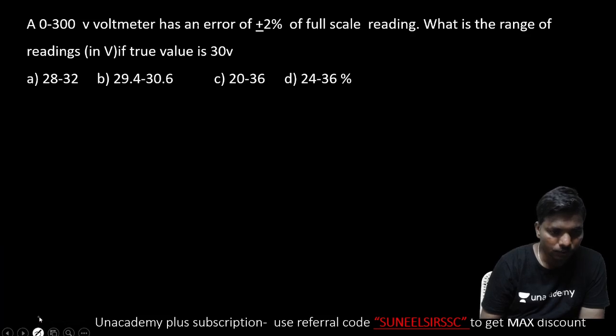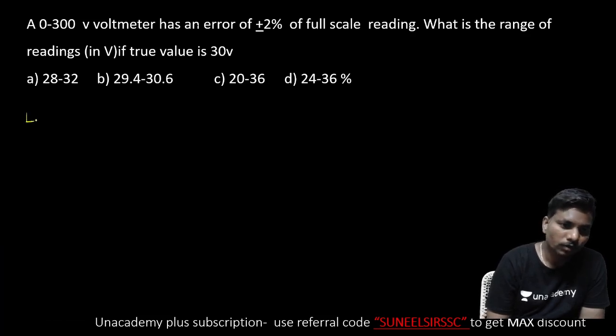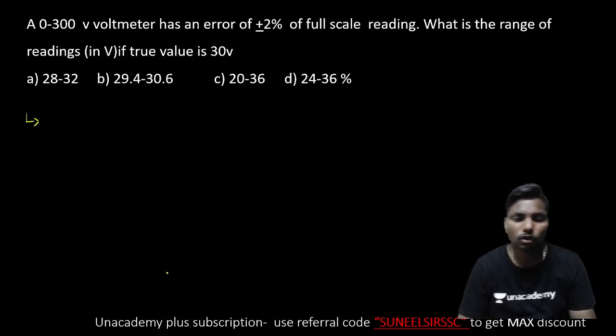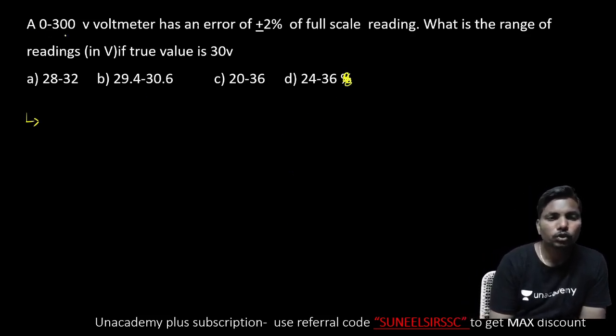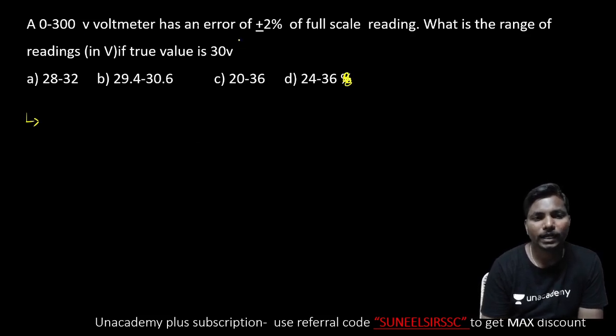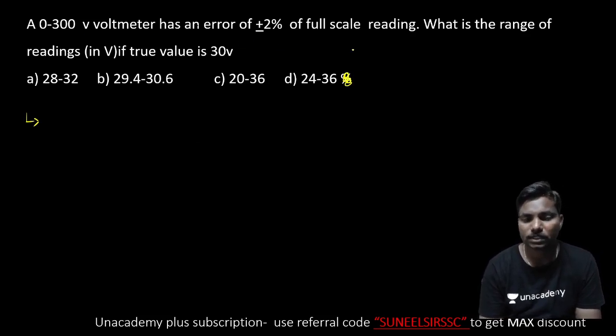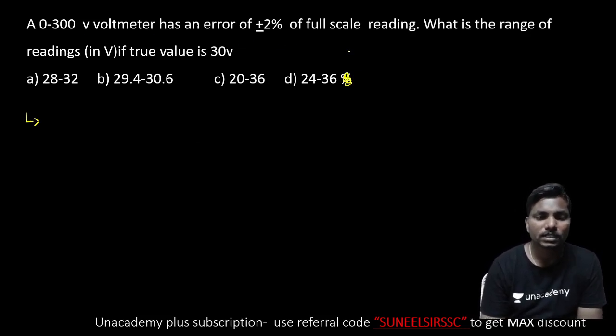Coming to the next question, I already said you are watching this one as a recording now, so you have to stop the video and solve the question, and after that check with my answer. Here there is no percentage. They have given a 0 to 300 volt voltmeter has an error of plus or minus 2% of full scale reading. What is the range of its readings if the true value is 30 volts?